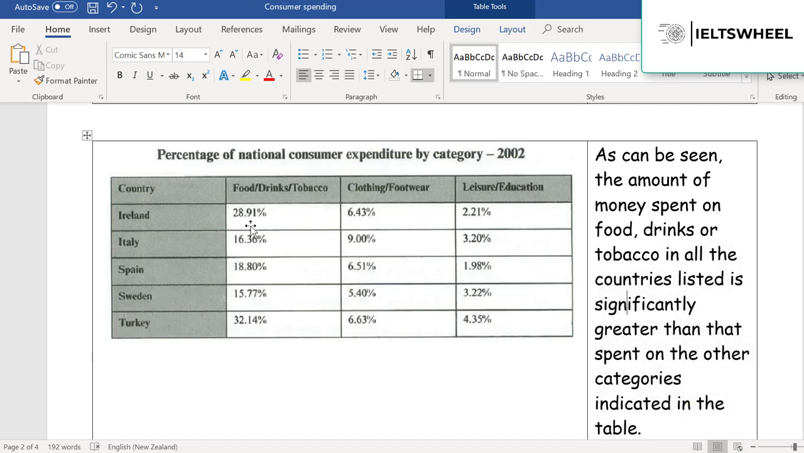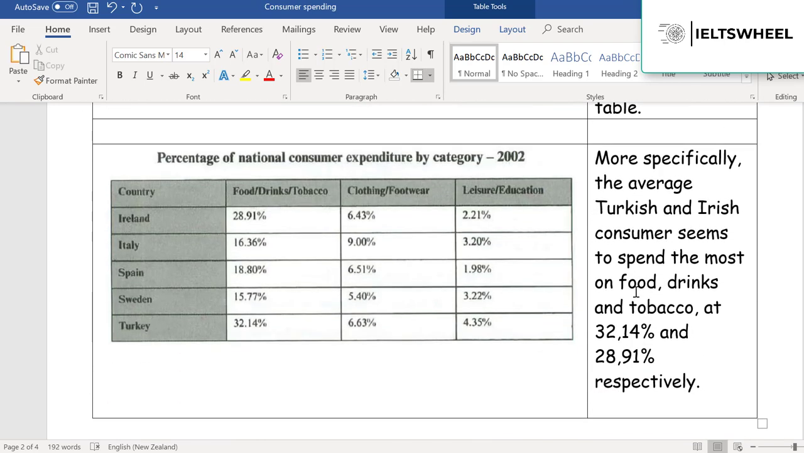Now if you just look at all of these percentages, right, 28.91, okay, 16.36, and so forth, all of these percentages are much higher than the percentages for clothing, footwear, leisure, and education. And that's exactly what we need to indicate in the second paragraph. Okay, so we have to focus on general trends, and that's exactly what we need to do here.